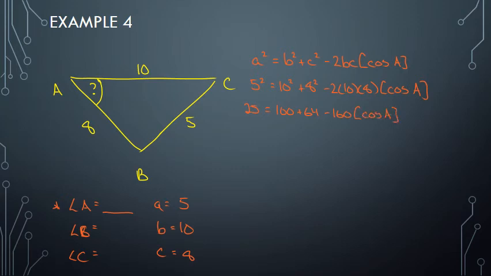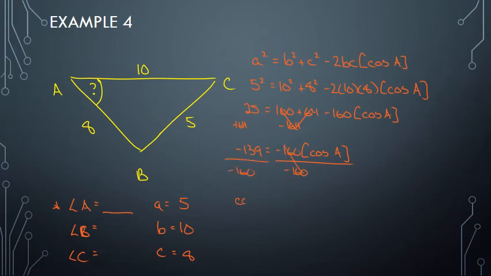times cos A. And like I was saying before, instead of subtracting 100 and subtracting 64, I can just subtract 164 because I know that's what that adds up to. You can do that or do it in stages, whatever. I get negative 139 equals negative 160 times cos A. I want to get cos A by itself, so I divide by whatever's in front, which is the negative 160.